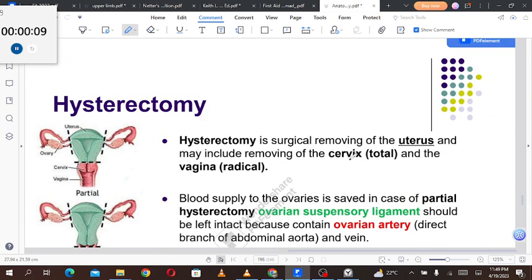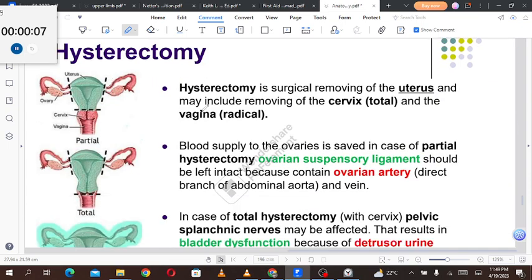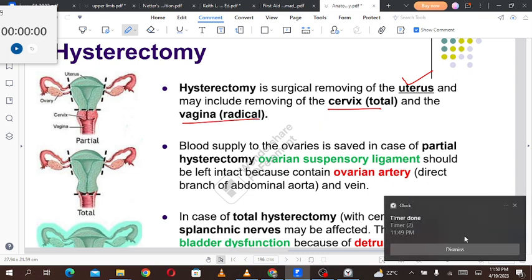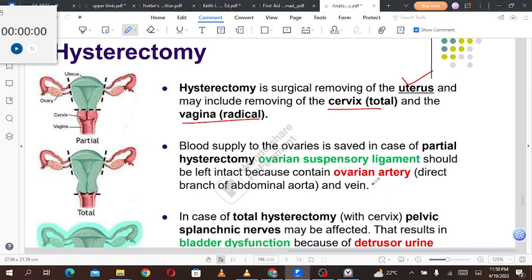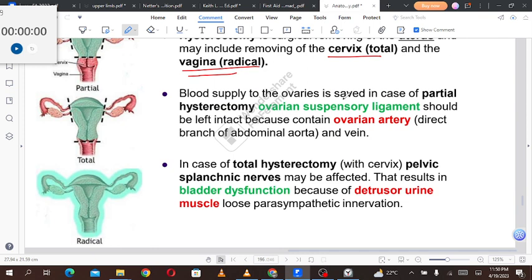What is the concept of hysterectomy? So hysterectomy is the surgical removal of the uterus and may include removing the cervix, that is total, and if you also include the vagina, that is radical. Blood supply to the ovaries is saved in case of partial hysterectomy.